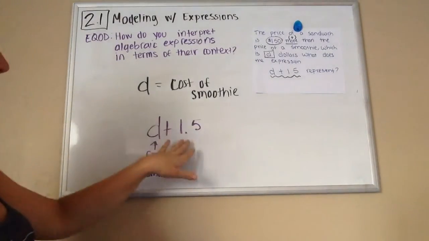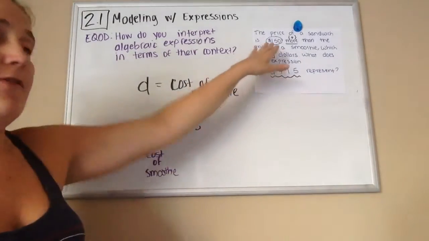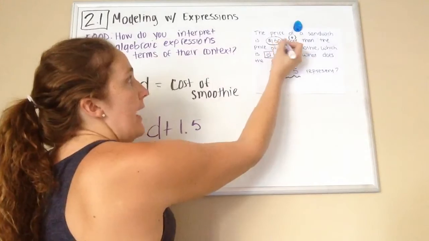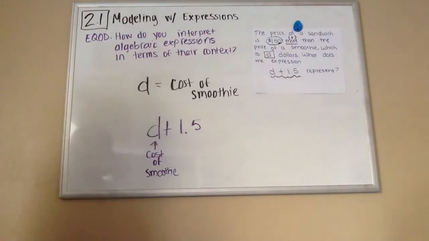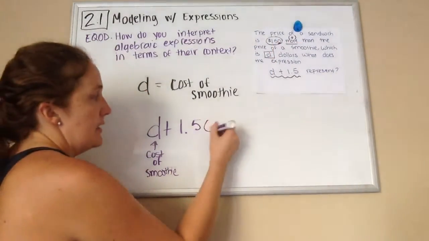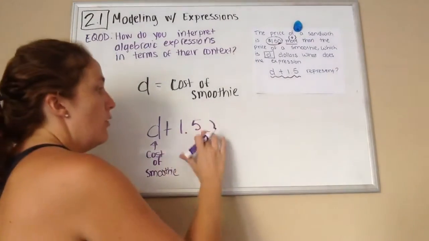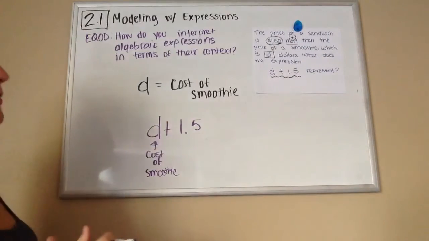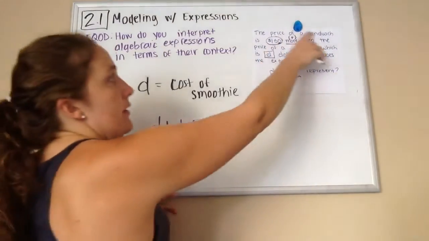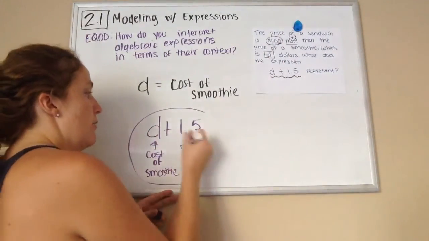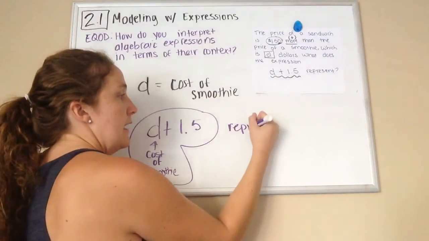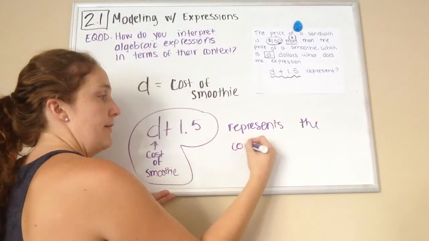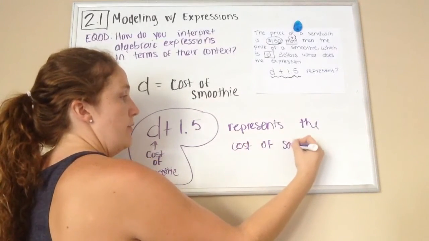So a lot of people are like, well, that 1.5 doesn't match up with that 1.50. Actually, it does. Anytime you have a trailing zero after a decimal, you do not have to include it. So this is the exact same thing if I put the zero there or if I don't put the zero there. So the cost of the smoothie plus 1.50, well, that's just the price of a sandwich. So this represents the cost of a sandwich, which is the other thing that you bought when you went into the deli.